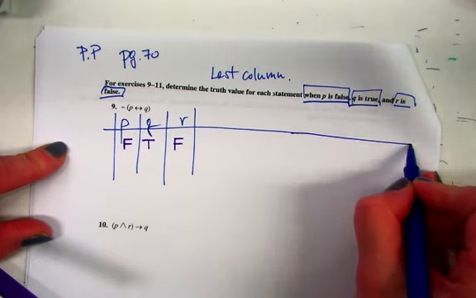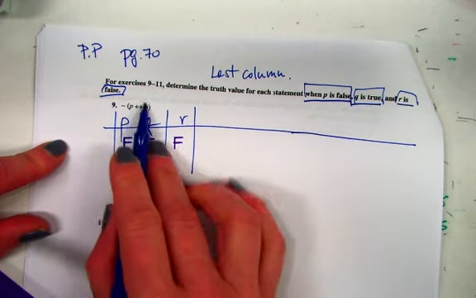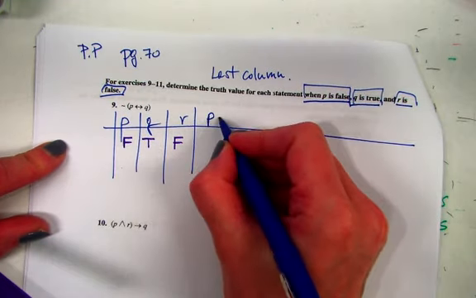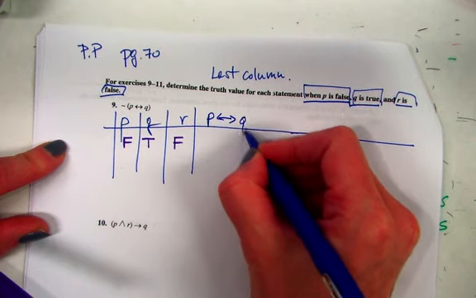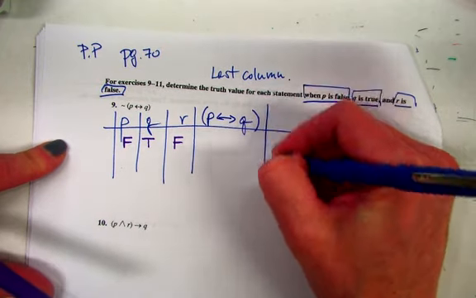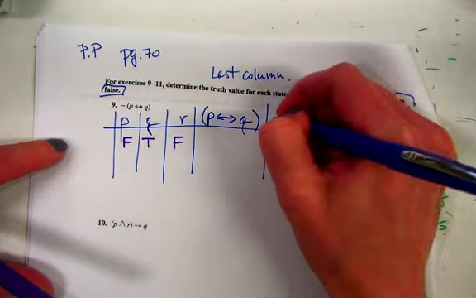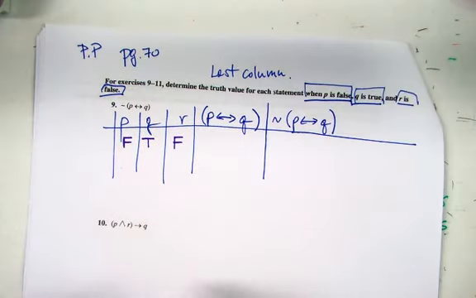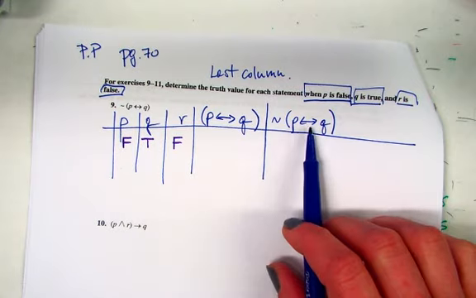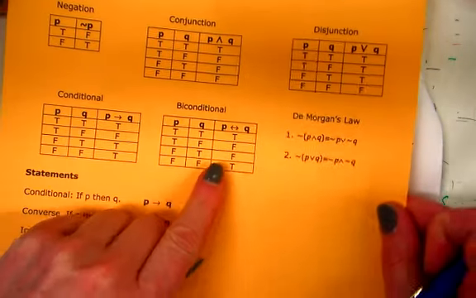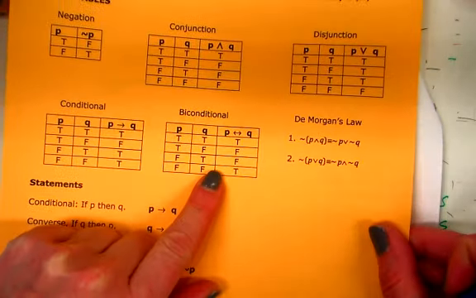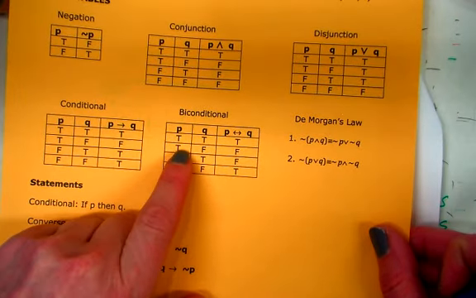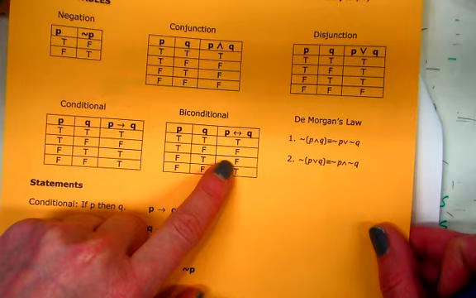So let's fill in the rest. Now this is the biconditional, right? If and only if. So I'm going to do that next, and after we do that, we're going to have to negate it. Just to remind ourselves, when is the biconditional true? The biconditional is true when both of them are true or both of them are false. If they're different, then it's going to be false.